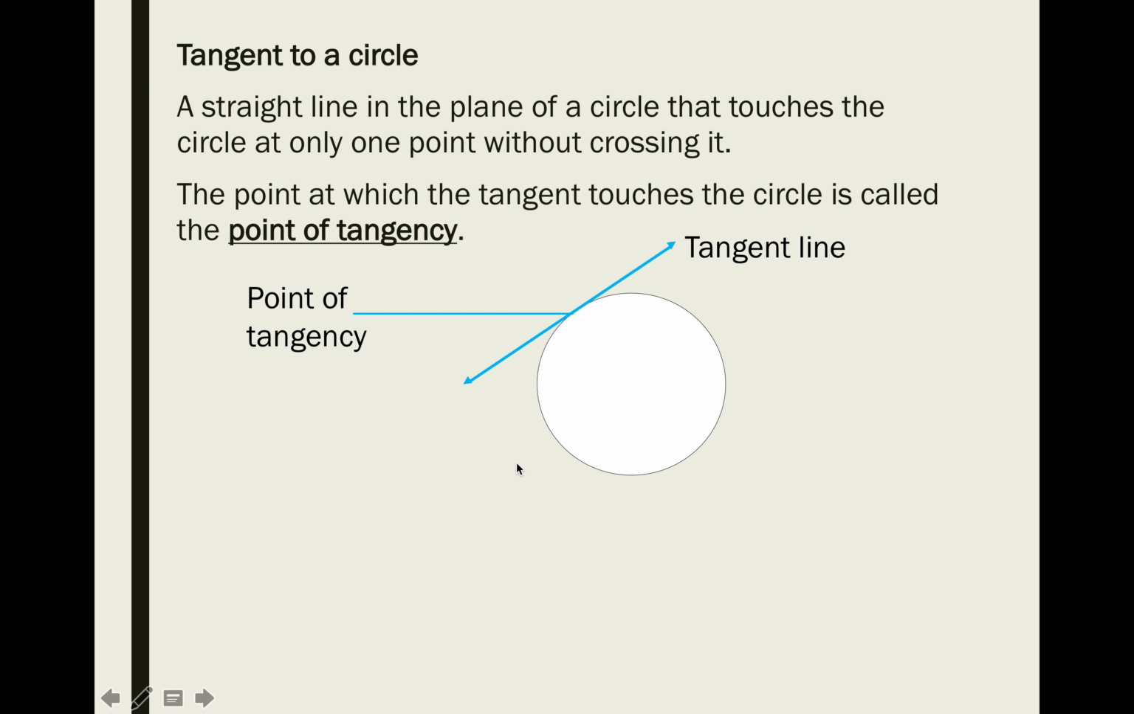A tangent, on the other hand, is a line that goes right outside and barely touches the circle. All right, so it's a straight line in the plane of a circle that touches a circle at only one point without crossing it. So it's barely touching it. The point at which the tangent touches the circle is called a point of tangency. So a point of tangency would be this point right here. The tangent line is the line that touches the circle.